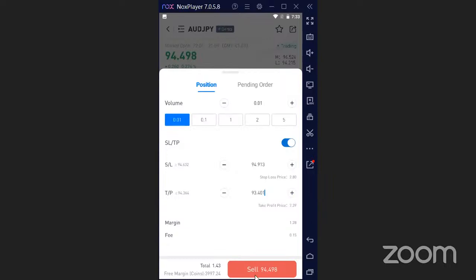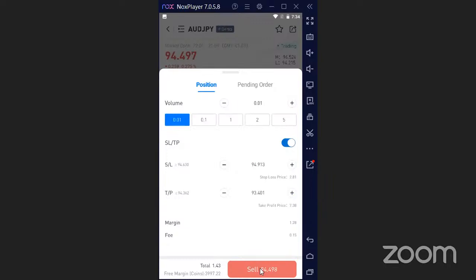93.401. Then place sell. Okay, now that you've set your SL and take profit, click on sell. Okay, so I've clicked on mine. I don't know why this is not responding, but I've just clicked on it. Okay, not confirmed. It's a check order.